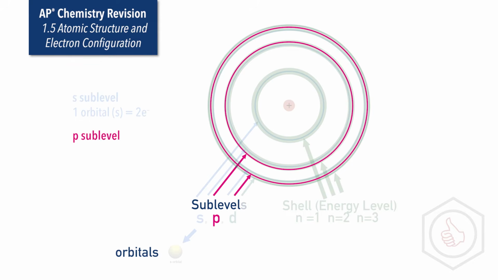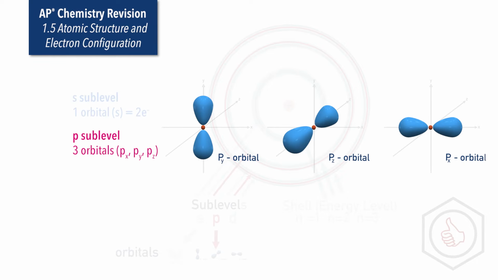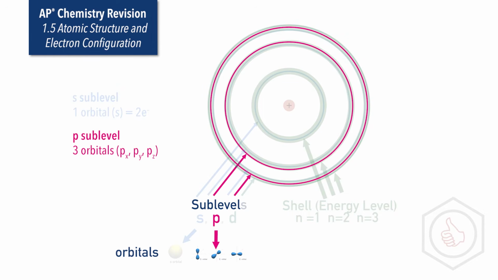A p sublevel contains 3 orbitals, which are called p orbitals. They are labelled as px, py, and pz. They are often described as having a dumbbell-like shape, although this isn't strictly speaking true. It's a nice visualization to use at this level. Each p orbital can hold up to 2 electrons, meaning a p sublevel can hold a maximum of 6 electrons.